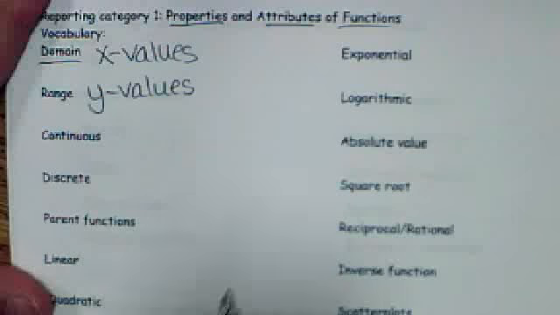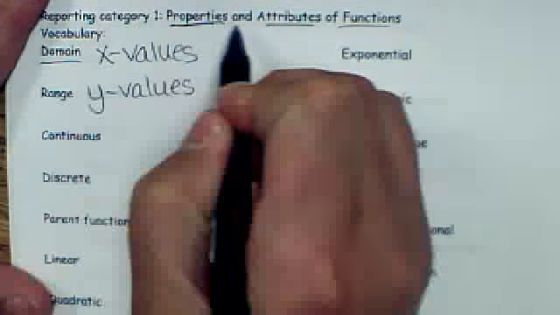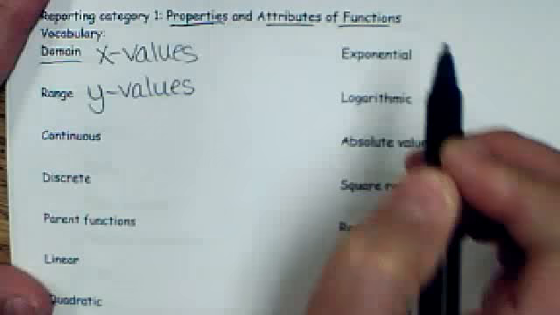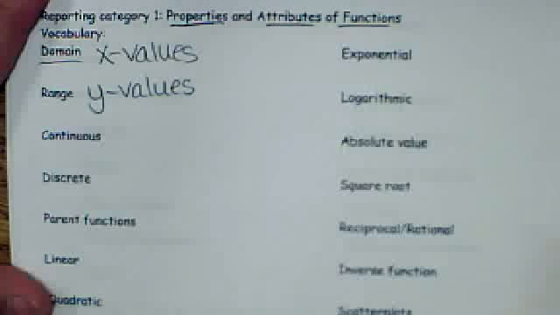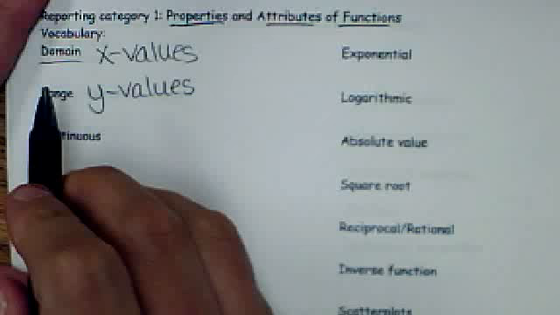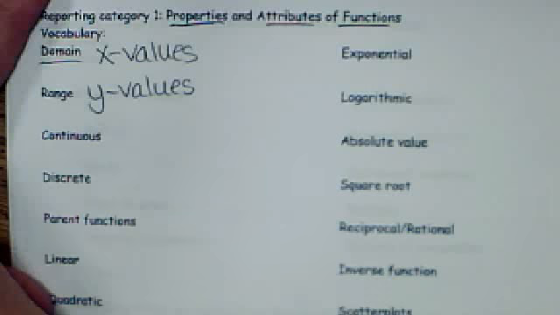Reporting category 1 is properties and attributes of functions. So we're going to start by going over a bunch of vocabulary. The first vocabulary we have is domain. Domain is the x values for a function. And we write the x values for our function either in interval notation or in inequality notation. So we're going to look at both.